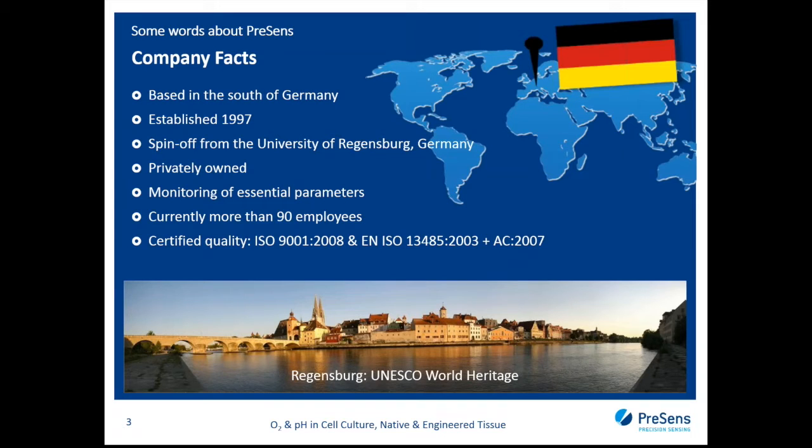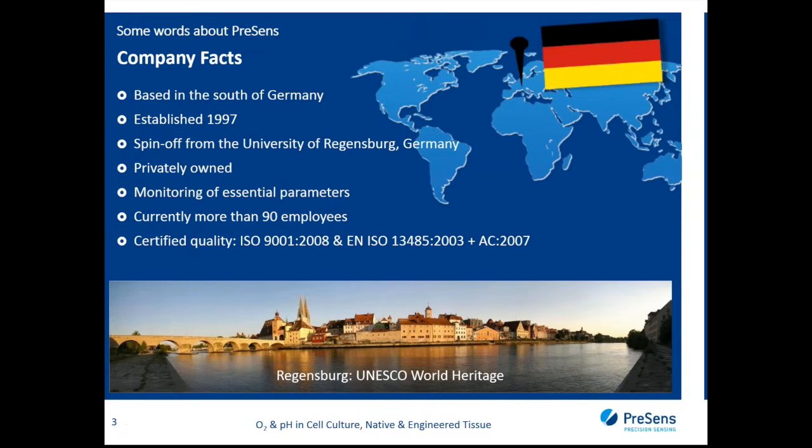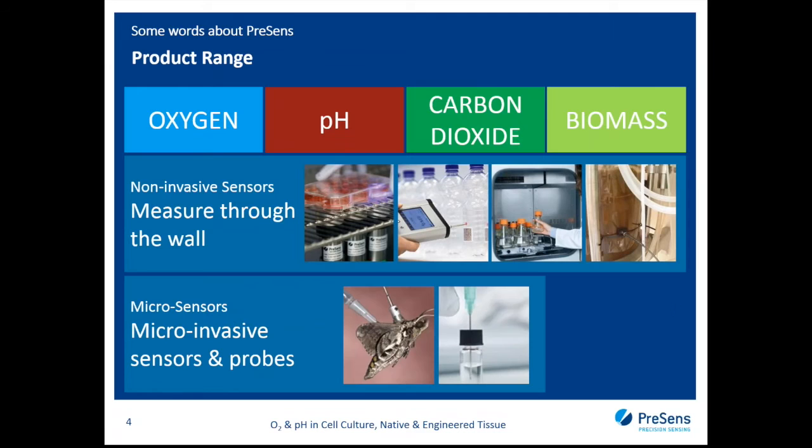We are focusing on measurement systems for parameters that are essential for life: oxygen, pH, carbon dioxide, and recently we added a system to measure biomass. We have non-invasive sensor systems that measure through the wall of plastic or glass, as well as microsensors. These are micro-invasive probes that measure in tissue, animals, leaves, and also in very small environments.